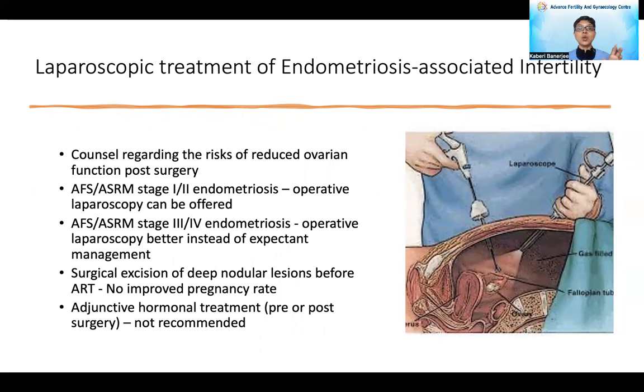In women with low AMH, I do not think surgery should be an option, and MAR, medically assisted reproduction, which is medicines, IUI, IVF, should be done. Surgical excision of deep nodular lesions before ART does not improve pregnancy rates.